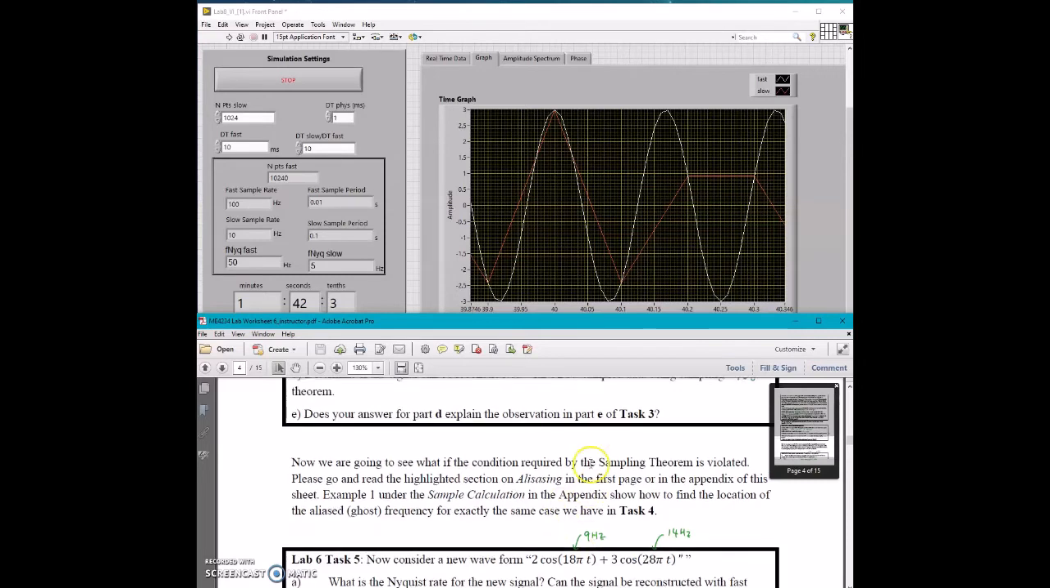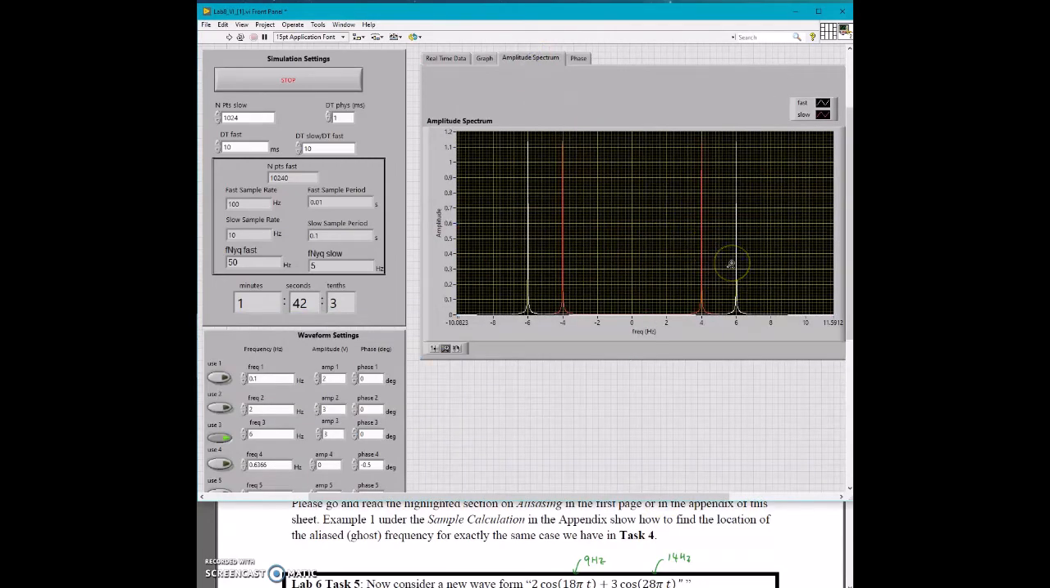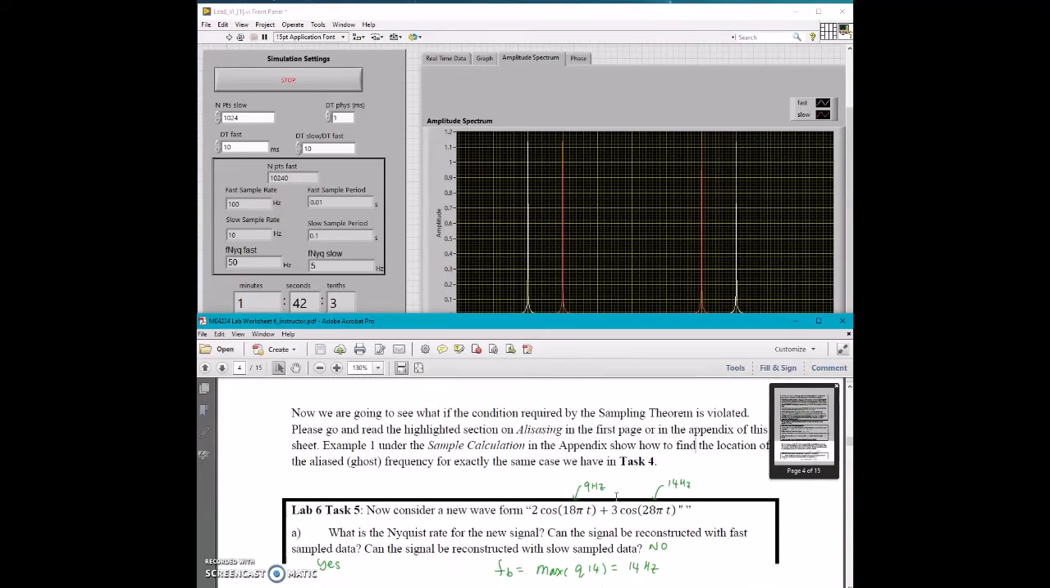Why did the 6 Hz signal look like a 4 Hz signal? Why did the computer say it was a 4 Hz signal? I hope you know how to do this. This is called a folding procedure. What is the alias? What is the ghost frequency? It appears if you sample too slowly. Now we're going to have a new waveform at 9 Hz and a second one at 14 Hz.